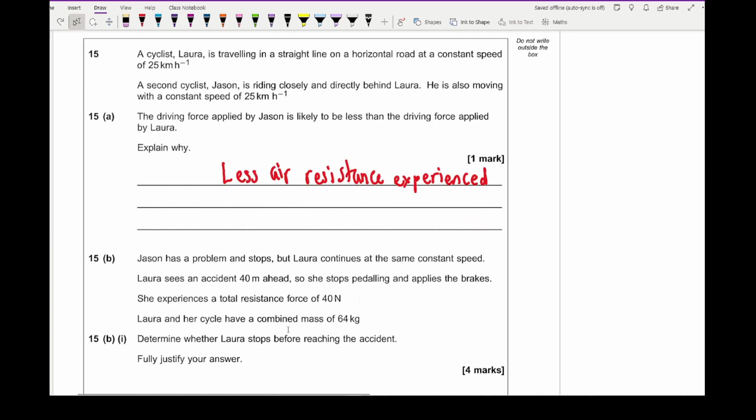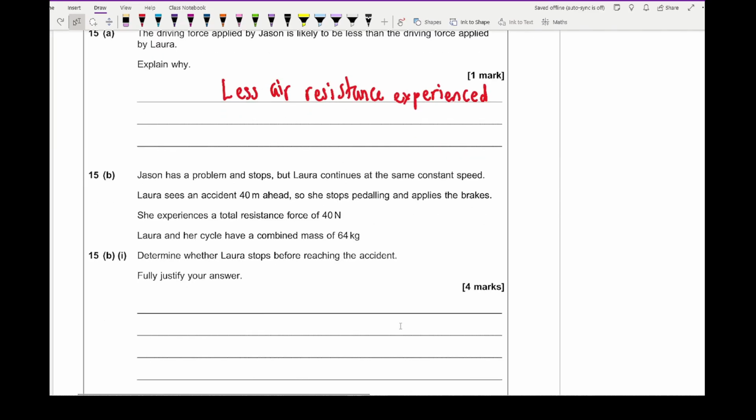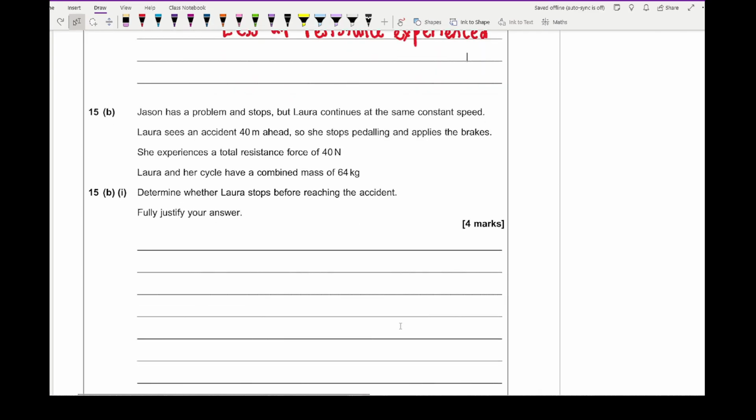Part B. Jason has a problem with his pedals, but Laura continues at the same constant speed. Laura sees an accident 40 metres ahead, so she stops pedalling and applies the brakes. She experiences a total resistance force of 40 newtons. Laura and her cycle have a combined mass of 64 kilograms. Determine whether Laura stops before reaching the accident.